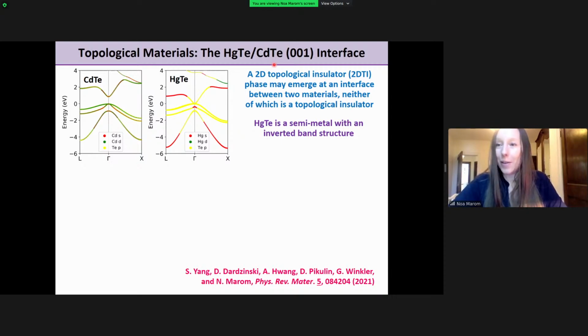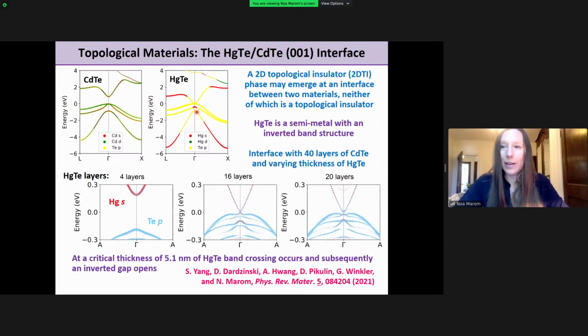And then another story is what we call a 2D topological insulator. That's a topological insulator phase that can emerge at an interface between two materials that are not topological insulators themselves. So here we have two materials. Cadmium telluride is just a wide gap semiconductor. And then mercury telluride is a semi-metal, and it has an inverted band structure, as you can see here, where the mercury s states form the top of this band here, and the p states form the bottom of this band, the tellurium p states. Okay, so what happens if you interface these two materials? Something very interesting. If you have a small number of layers, you have just a trivial insulator at the interface.